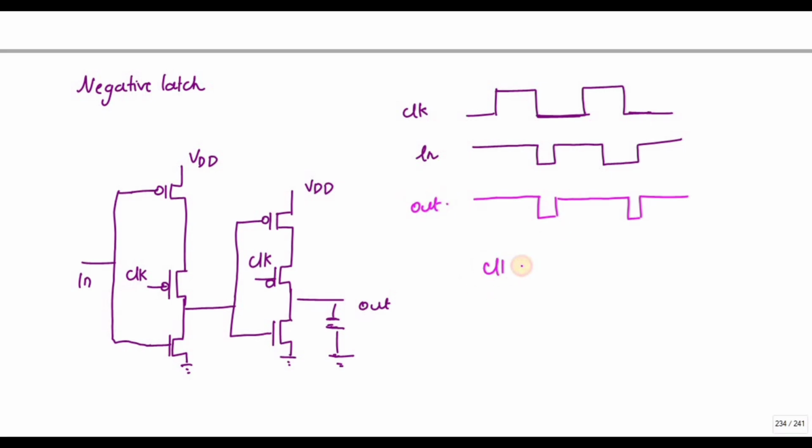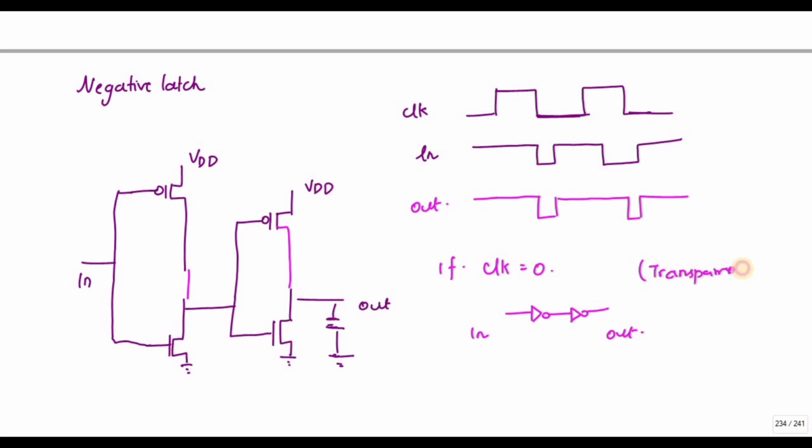Whenever the clock is 0, it will be short circuited. If it is short circuited, it will look like two inverters, the same as before. So it is in the transparent mode. Whenever the clock is 1, it will be open circuited.